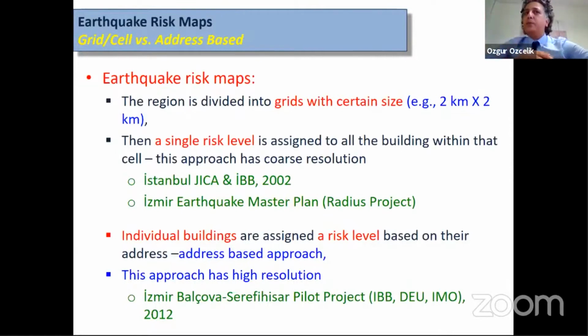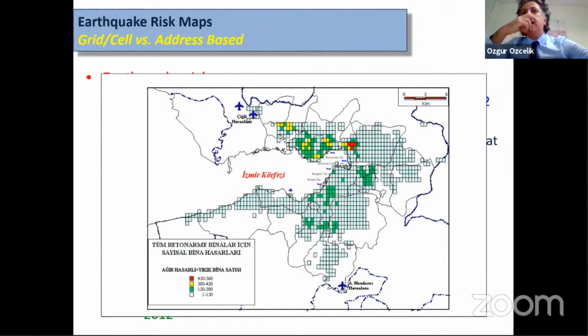The second approach would be that individual buildings are assigned a risk level based on their address, which is called the address-based approach. This approach has higher resolution, right? It is the method chosen for the Izmir, Balçova, and Seferihisar pilot project, which I will be presenting now. This was the coarse resolution risk map. As you can see here, only one risk level is assigned to a certain cell.